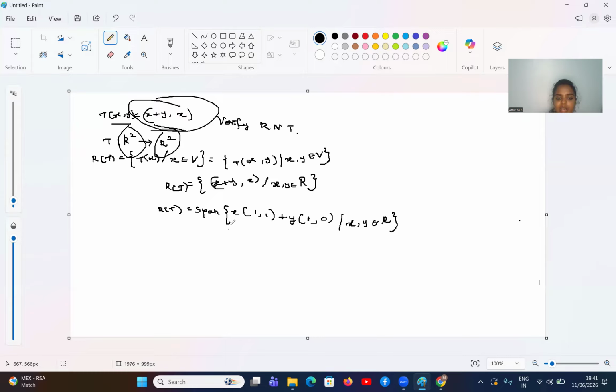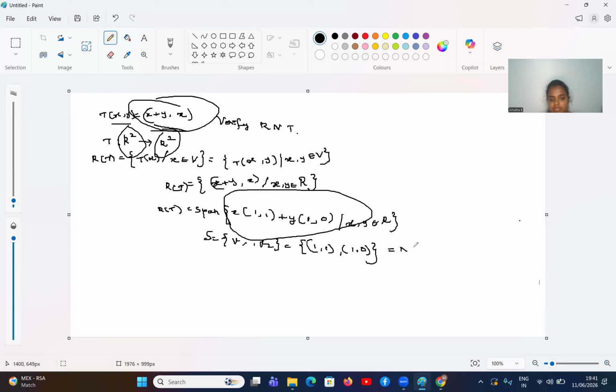Now here again we are having the format of alpha 1 V1 plus alpha 2 V2. So S is V1 comma V2. The first vector is 1 comma 1, the second vector is 1 comma 0. So this is R of T, sorry, not N of T. So R of T equals the span of set S. Next we have to check whether the set S is linearly independent or dependent.